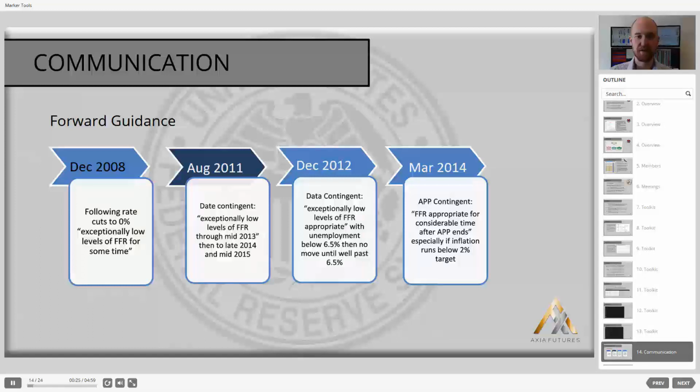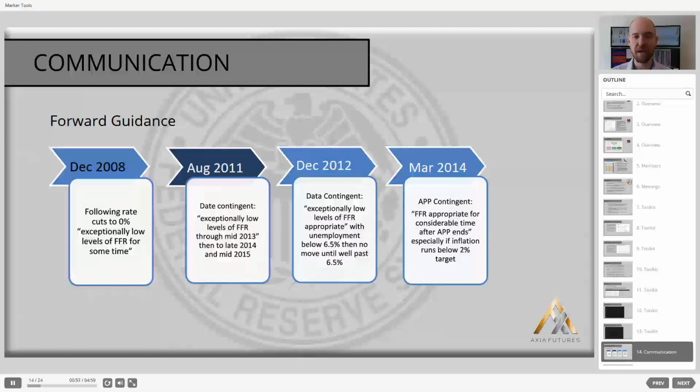2008 it started. After they cut rates to 0, they put a line in their statement saying exceptionally low levels of the Fed funds rate for some time. Not clear on how long, but they continued to use this phrase. Later on, come August 2011, they changed this and actually put a date on it, giving the market a sense of how much longer they were going to have these virtually 0 rates, and then when rates were going to rise.